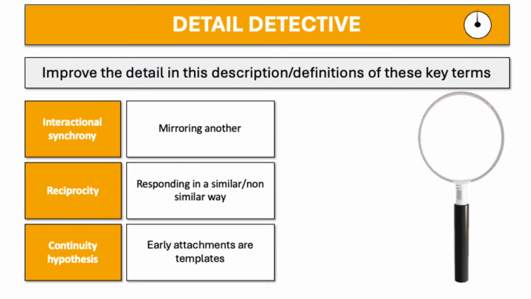To make this easy for the chat box, let's start with the first one: interactional synchrony. With mirroring another, how can we add some description to it? Let's say this was a 2 or 3 marker. How do we add detail to make sure that we get full marks, guys? What else can we say about interactional synchrony other than mirroring another? Examples you might want to think about.